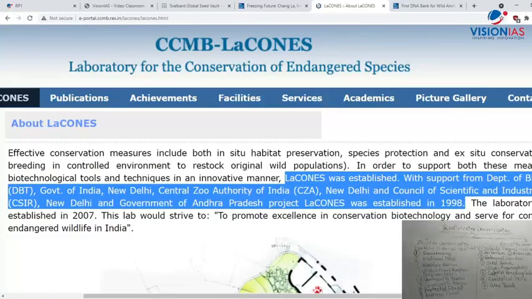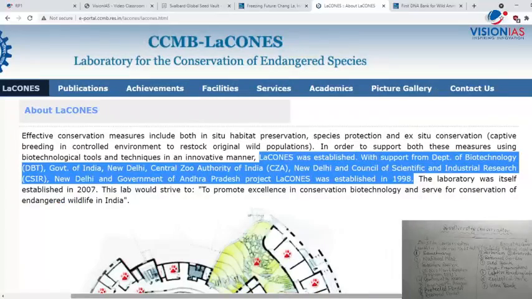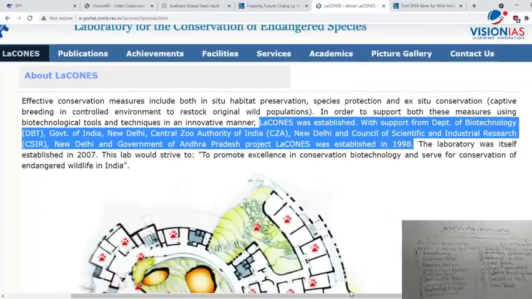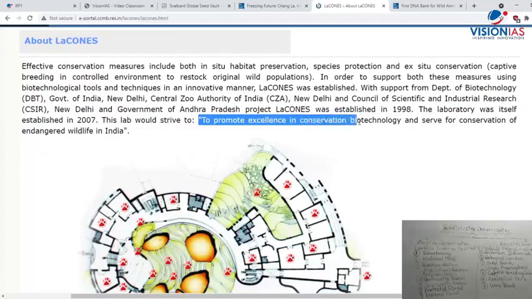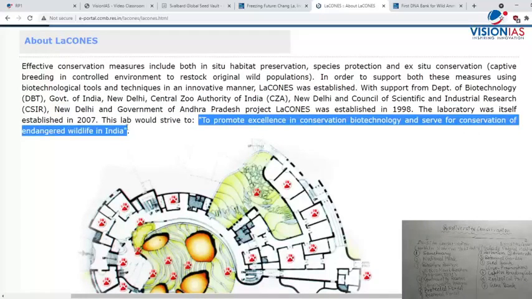Then you know that Hyderabad is now in the new state of Telangana. Now it has become a separate state of Telangana, right? Earlier it was Hyderabad, but now Telangana, right? So it was set up in 2007 to promote, see here, what is given here? To promote excellence in conservation biotechnology and serve for conservation of endangered wildlife in India.